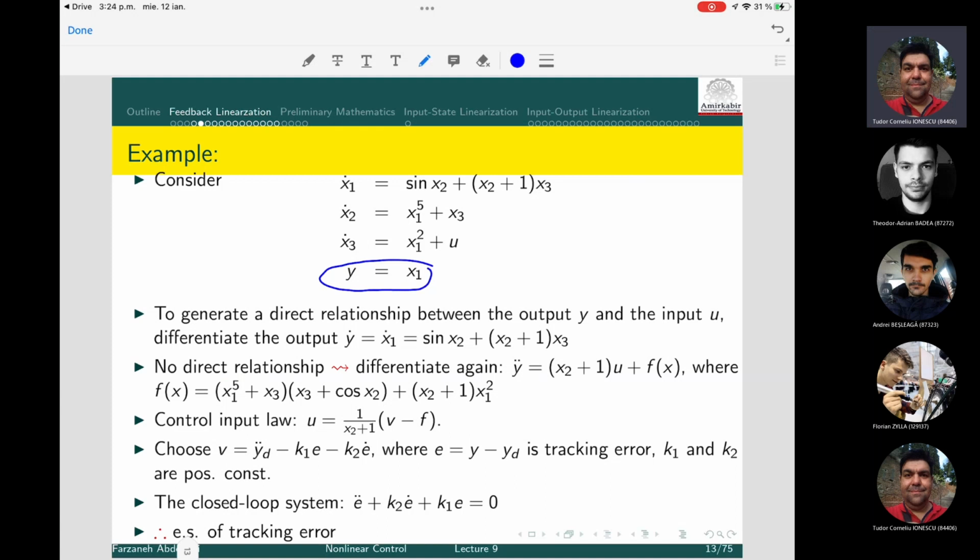To generate a direct relationship between the output y and the input u, we need to differentiate y. So y dot is x1 dot, and x1 dot is sine x2 plus x2 plus 1 x3. There is no relationship. So what can we do? We differentiate once again. And you'll see that this differentiation is actually related to the zeros of the system in a nonlinear sense. This is quite interesting.